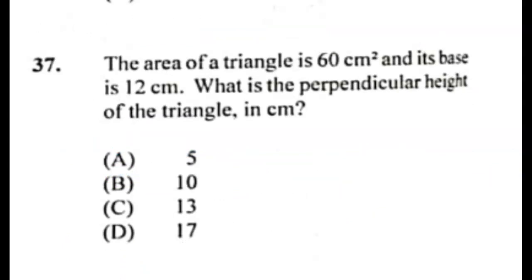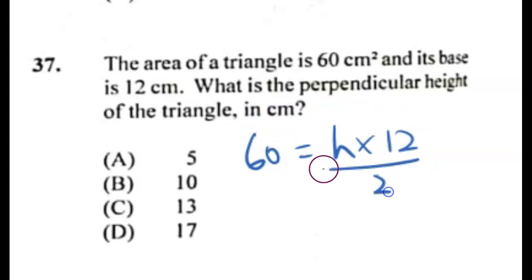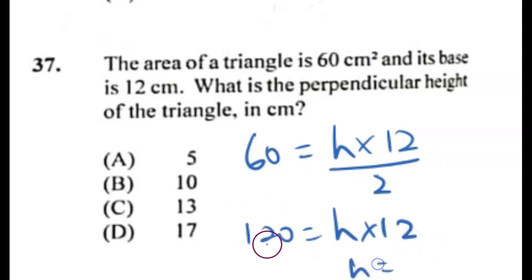Number 37, the area of a triangle is 60. And they say that the base is 12 centimeters and what is the perpendicular height? So we could go with height by 12 over 2, right? Working backwards here, I'll get 120 is equal to height by 12. So therefore height will be 120 divided by 12, which is 10. So B is the answer for 37.